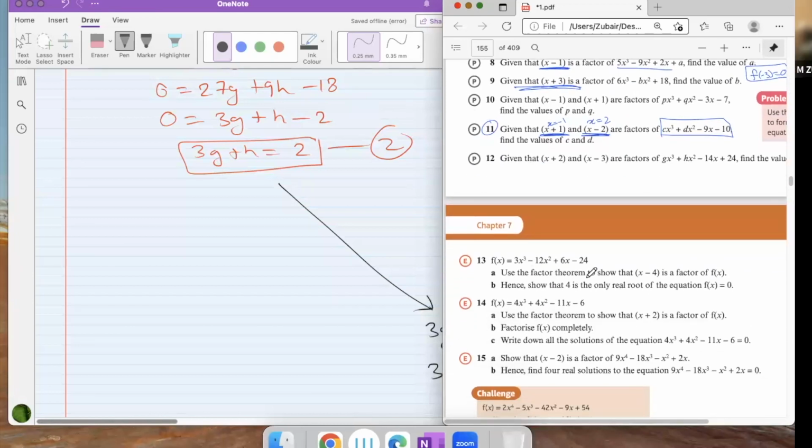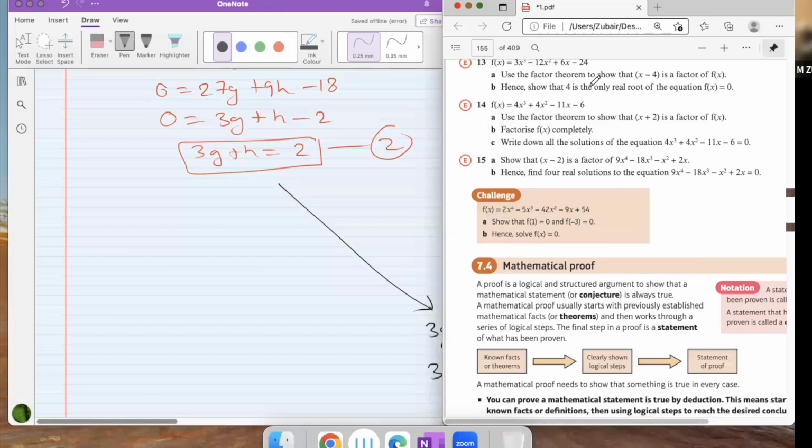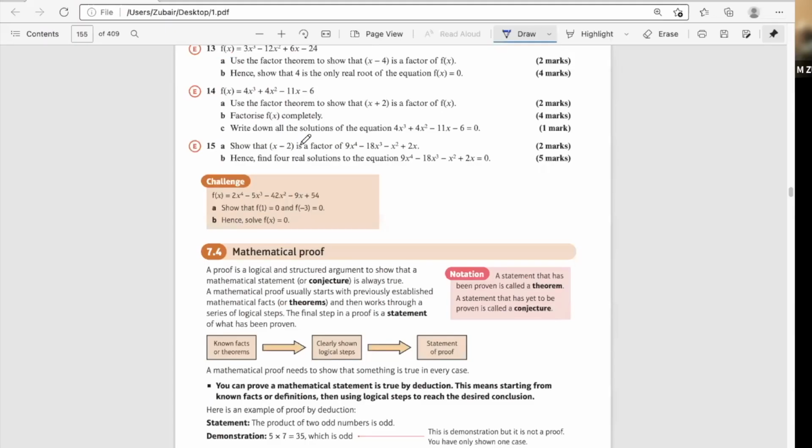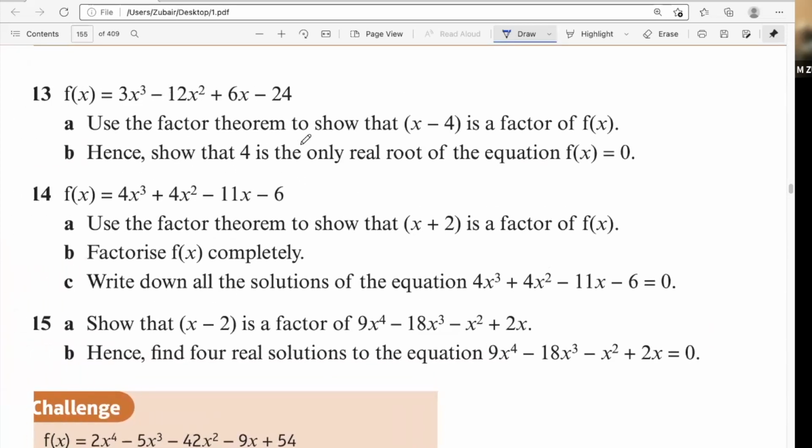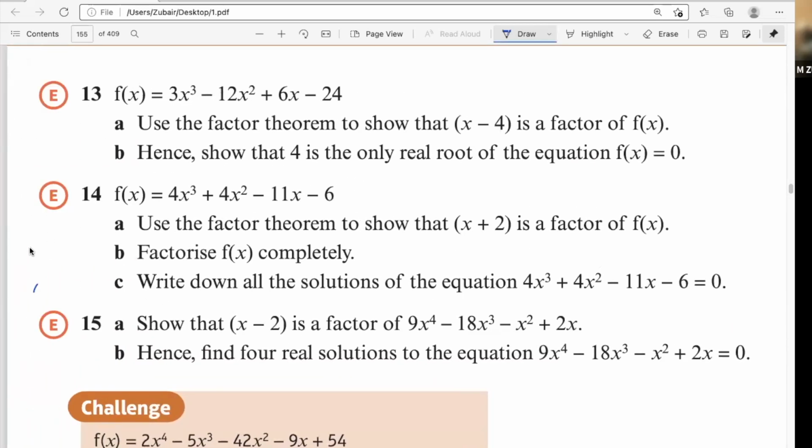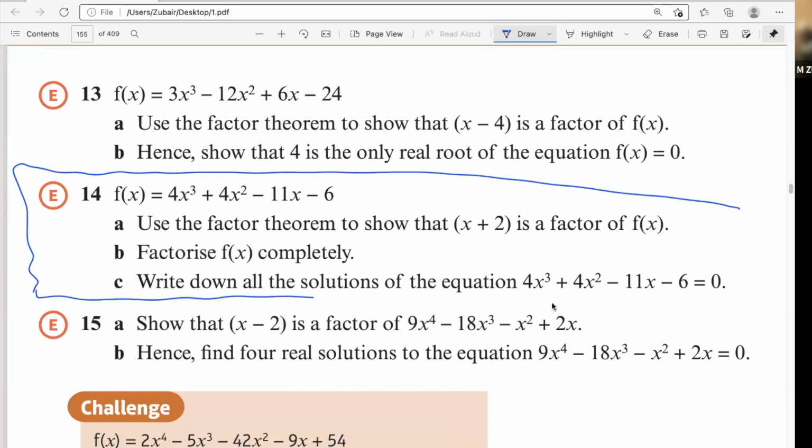Question number 13. Use the factor theorem to show that x minus 4 is a factor. Hence, show that 4 is the only root. I'm skipping this question. We did it yesterday. Question number 14. Use the factor theorem. Show that x plus 2 is a factor. Factorize f of x completely. Write down all the solutions of this. Please try this question number 14. I'll highlight it. Question number 14. Please try it and let me know.